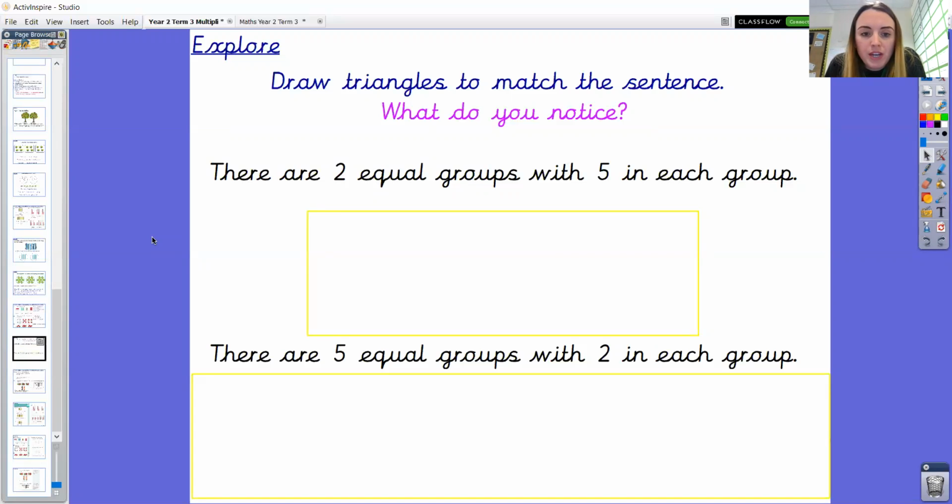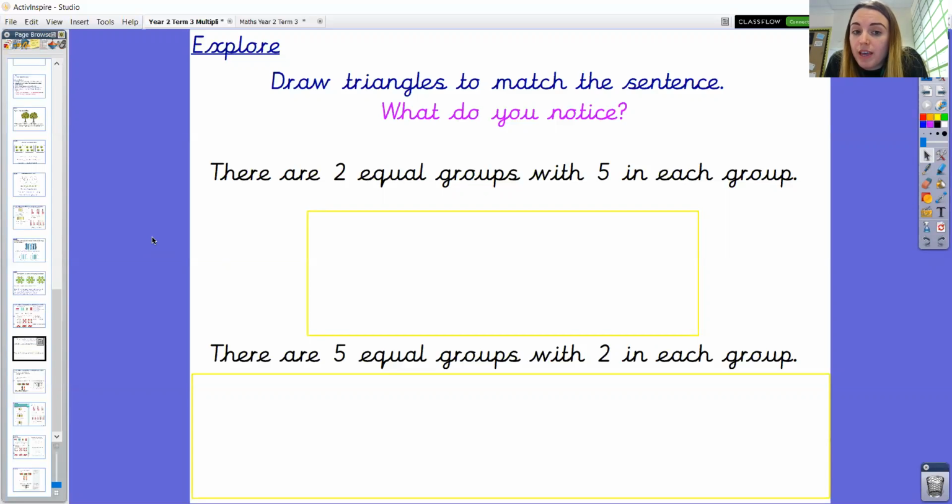Okay. The next sentence says there are 5 equal groups with 2 in each group. What do you notice about these sentences? Have a conversation about it at home.